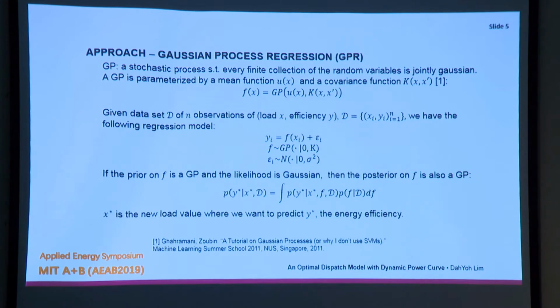And the approach is Gaussian process regression. So a Gaussian process, you can think of it as a stochastic process where every finite collection of the random variables in the process is jointly Gaussian. So the bottom line is this.